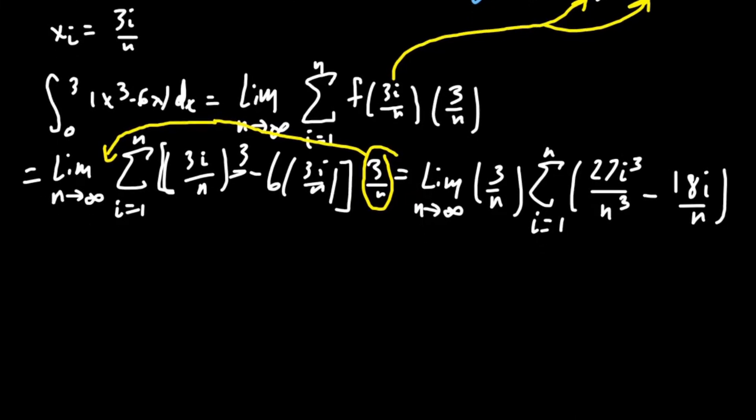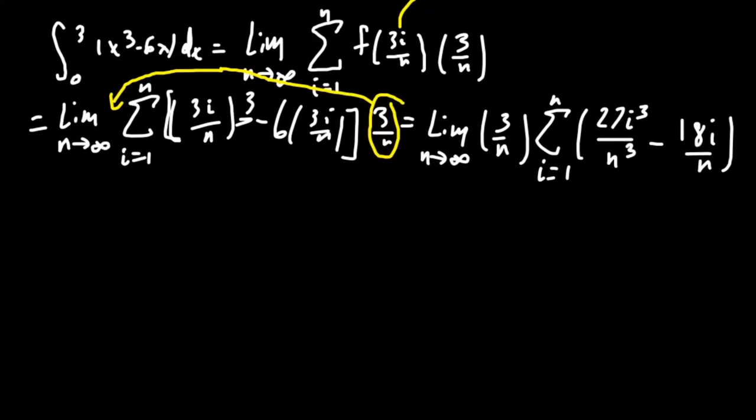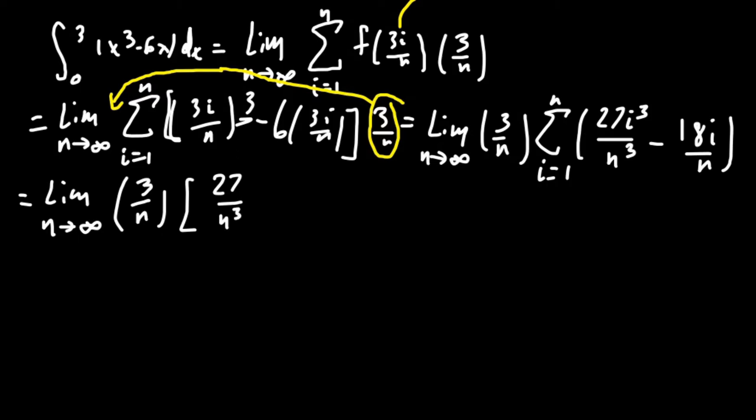And so in this sigma here, in this sum, we want to break up. We have the two parts, one involving the i cubed and one involving just the i. So breaking up into two sums and pulling out the constants, we would get something like the following. Take the limit as n goes to infinity. We get this 3 over n from the delta x. And then when we break up the sum, we can bring the 27 over n cubed out of the first sum, because those are constants with respect to the sum, whose variable is i. You're going to get the sum of i cubed. And then we're going to subtract from this 18 over n times the sum of i as i goes from 1 to n right here.